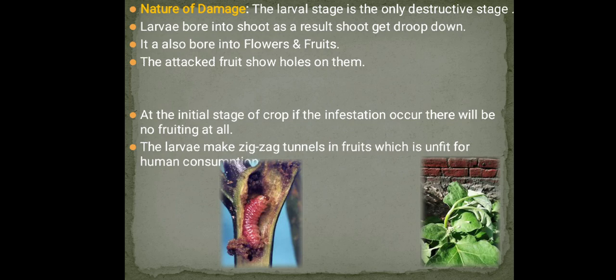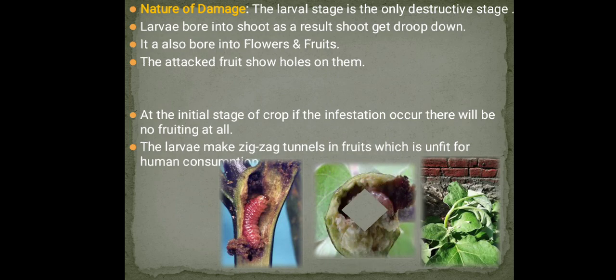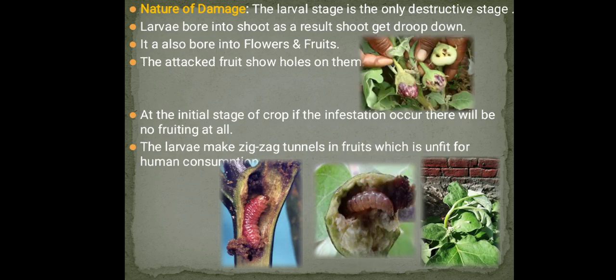Here we will see the actual damage of this fruit borer. The larva makes a tunnel in a zigzag position. Then we see on the fruit plant the larva feeding.